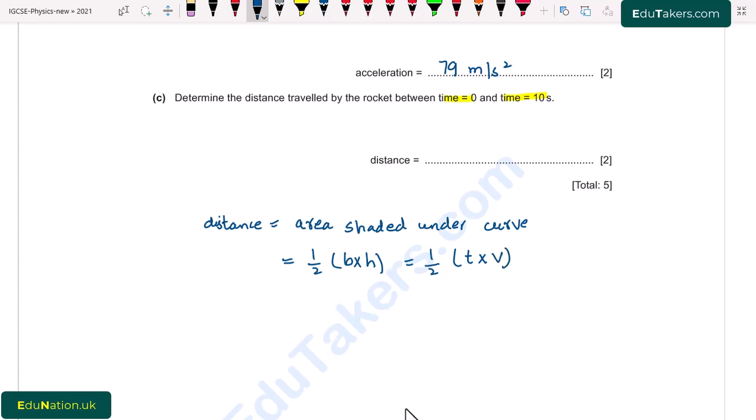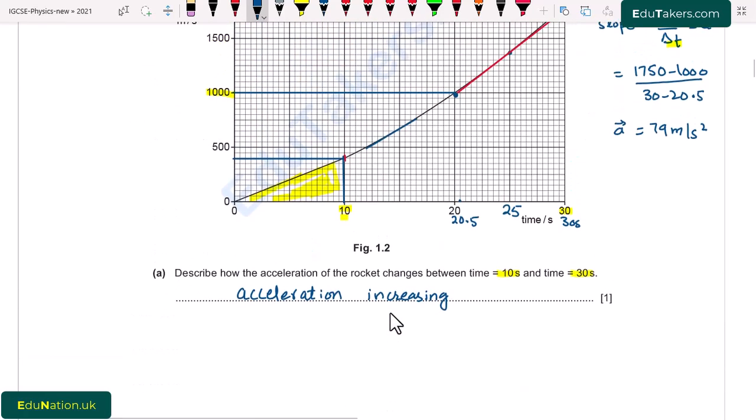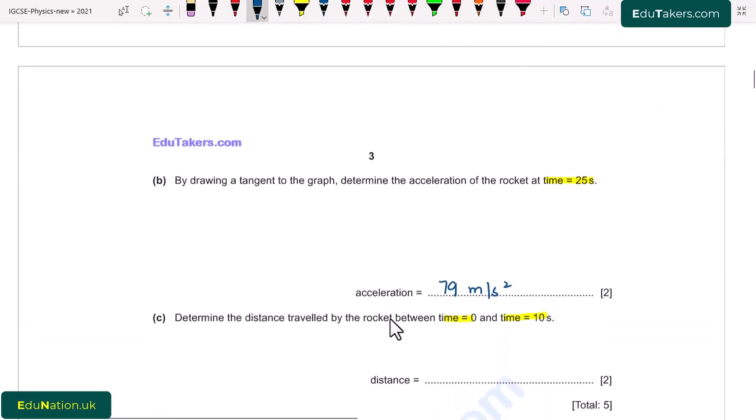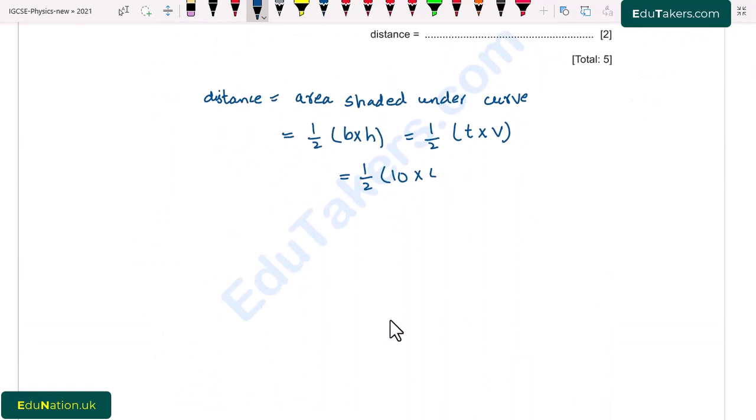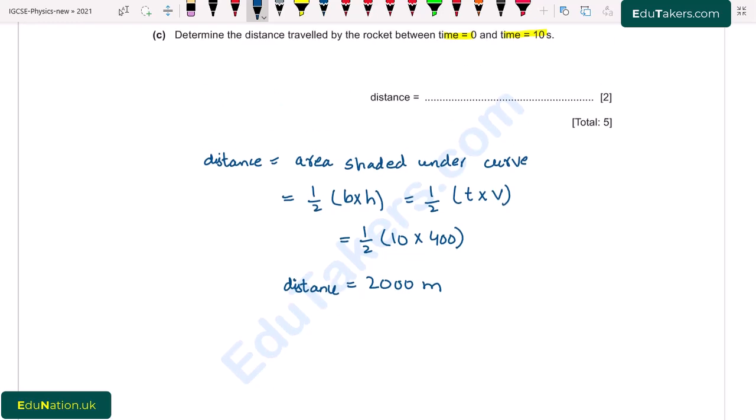So time is here 10 seconds. So I write here 1 over 2, 10 multiplied by, we have to find out the speed at 10 seconds, and at this point it is 400. So I write here 400 meter per second. And after simplification it comes to be 2000, and distance is measured in meters, so I write here meter, it is equal to distance. So I write here distance is equal to 2000 meters.